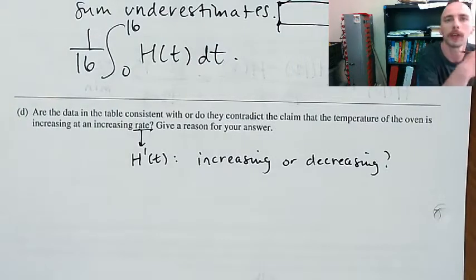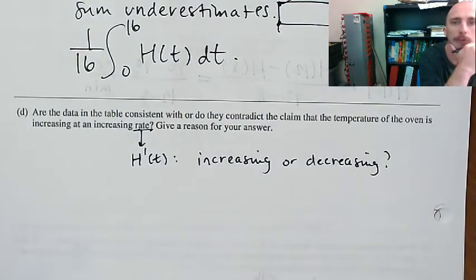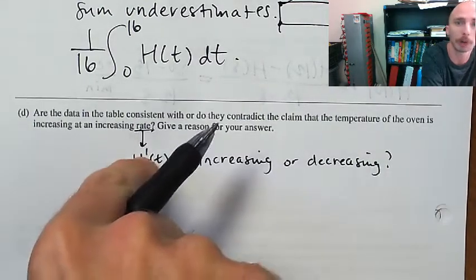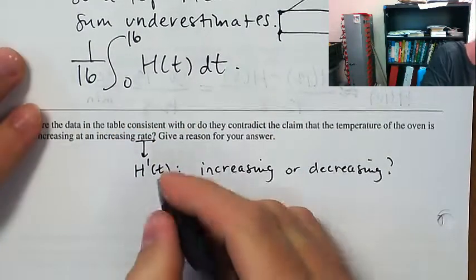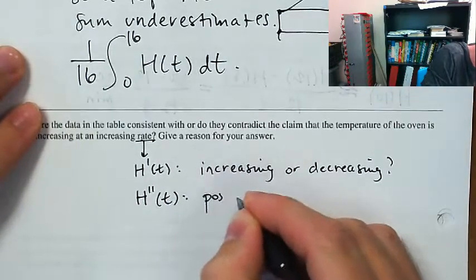Okay, so they're basically asking us, is the rate increasing or is the rate decreasing? And we know that the rate is h prime of t, the derivative. So we know that if we want to determine if f of x is increasing, we take the derivative of f and we check its sign. So that's what we're going to do to h prime. So I'm going to say h double prime of t, positive or negative?